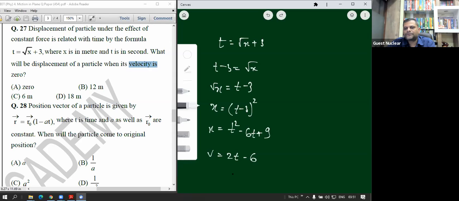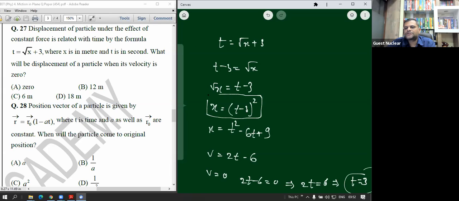Okay, so fine, what we want to find out is the displacement of the particle when its velocity is going to be 0. When does the velocity become 0, how will we know? Equate this velocity with 0 and get 2t minus 6 equal to 0, which means 2t must be equal to 6, which means t must be equal to 3. Correct? So at t equal to 3 seconds the velocity becomes 0. So how much will the displacement be at that time? It will come from this equation, because the displacement is in this equation.